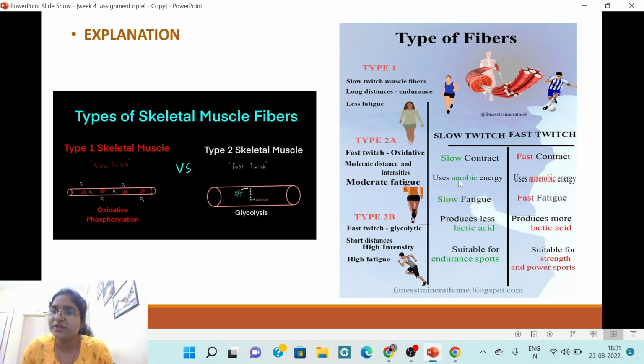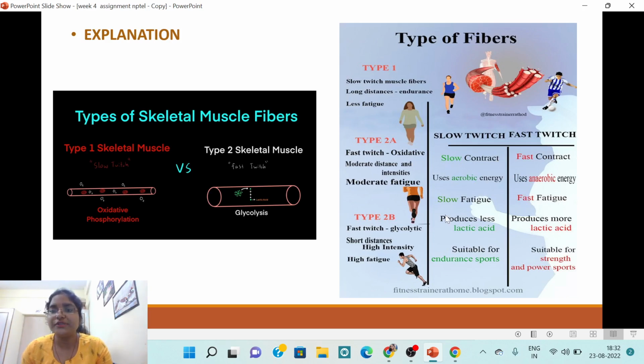So slow twitch muscle fibers lead to slow fatigue. Fatigue means tiredness. You get tired when you exercise, but if you are exercising slowly, you will feel tired less. But when you are doing heavy exercises, like power sports or something like that, which needs much strength, you will get tired easily, right? You will have fast fatigue.